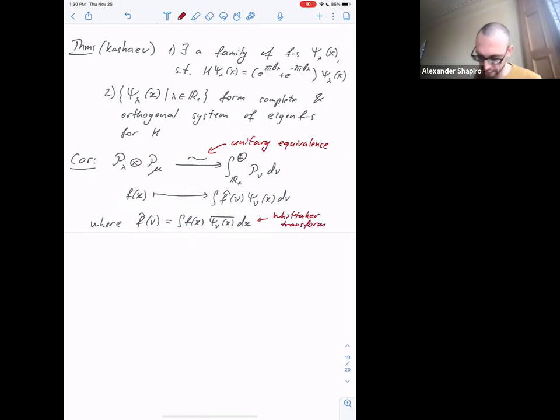Right, and the fact that these functions are orthogonal and complete really tells you that you can do this transform, but you can also do the inverse of the transform, and this transform has an inverse. All right, so this is the SL2 story, and maybe once again, are there any questions? I'll be happy to pause and maybe explain.